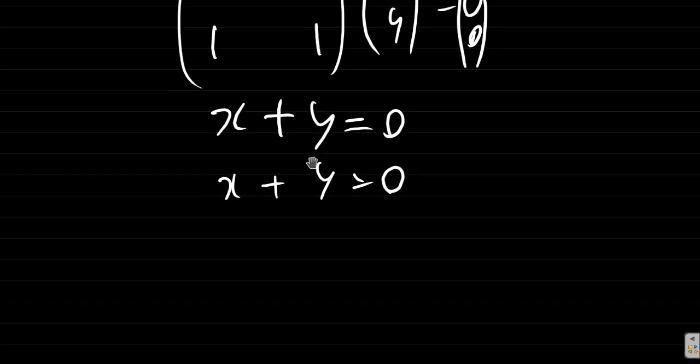Now, here, you can see from this that x is equal to negative y from both of them.